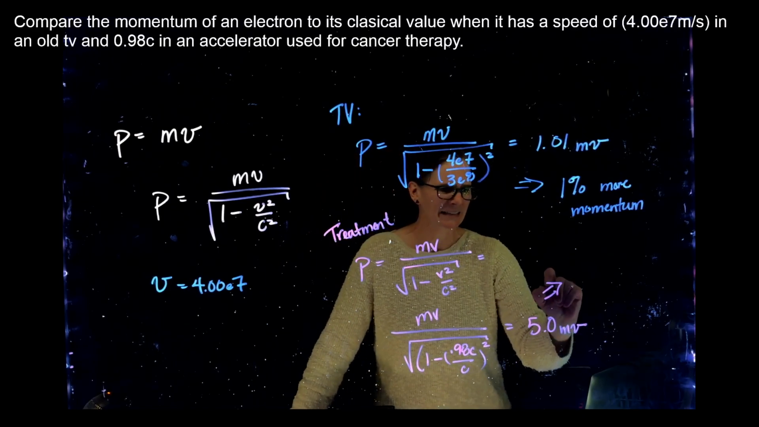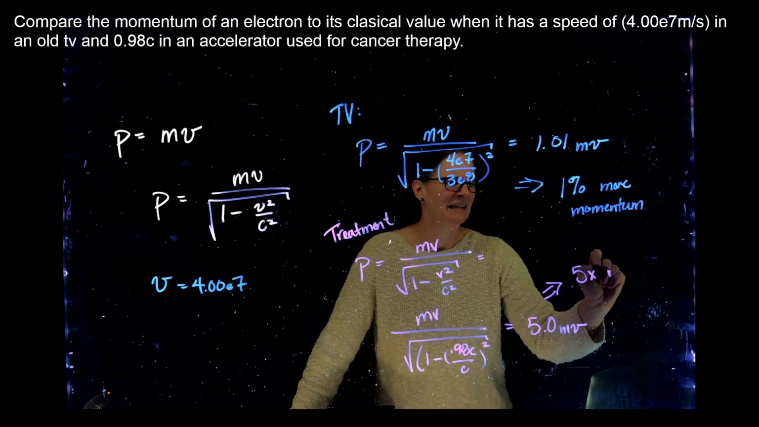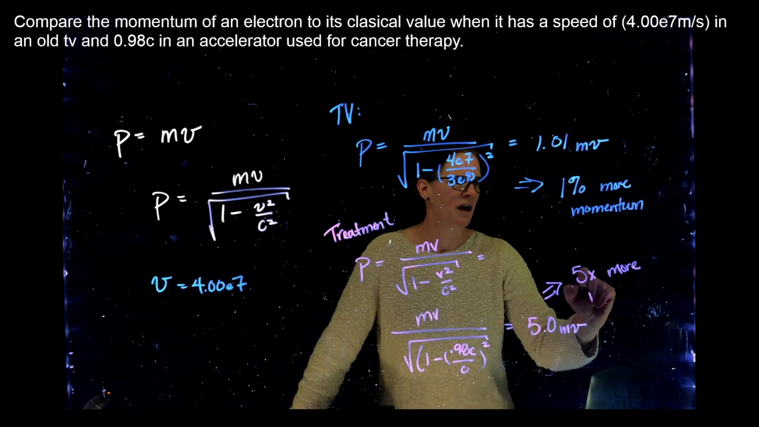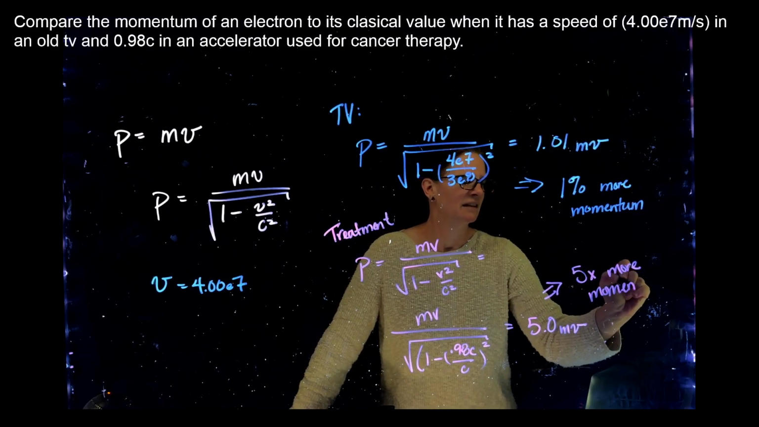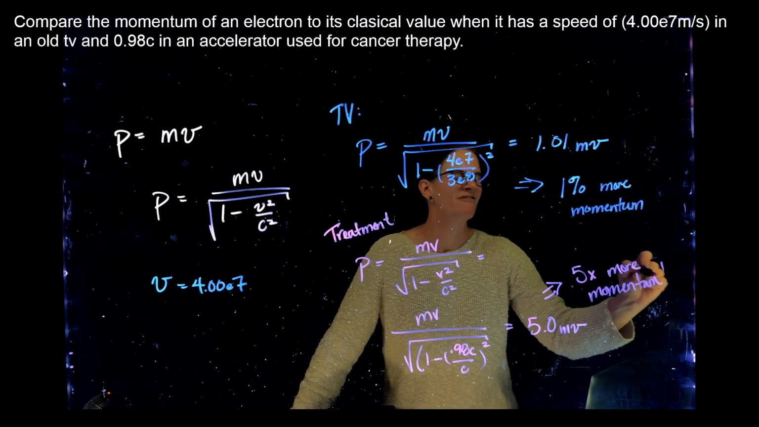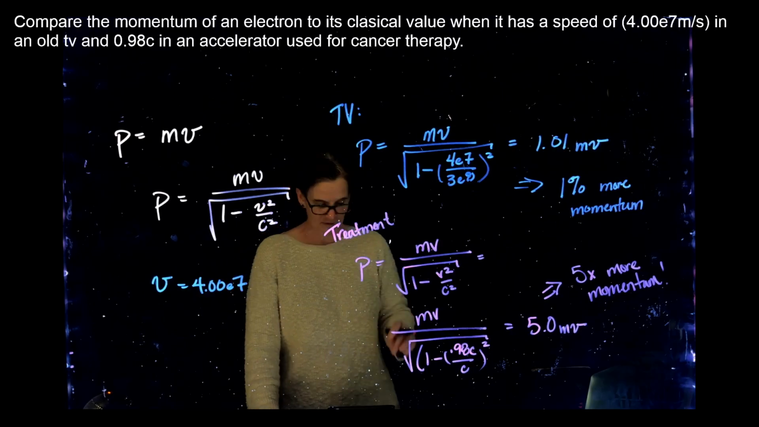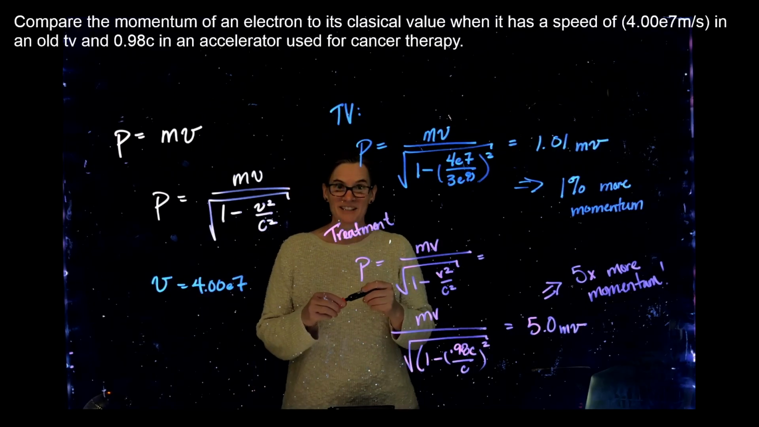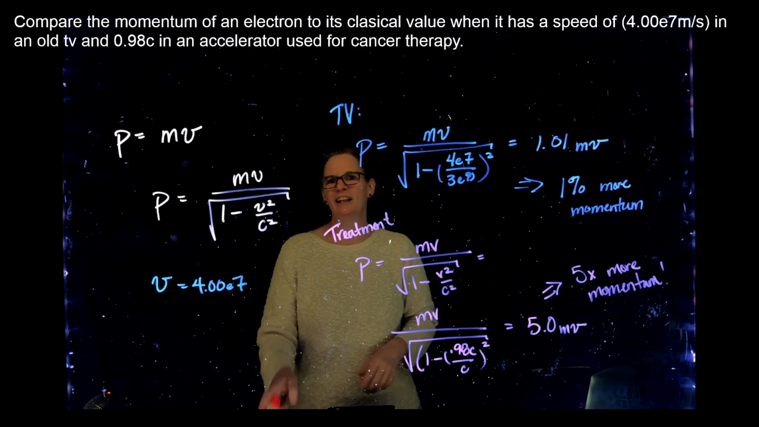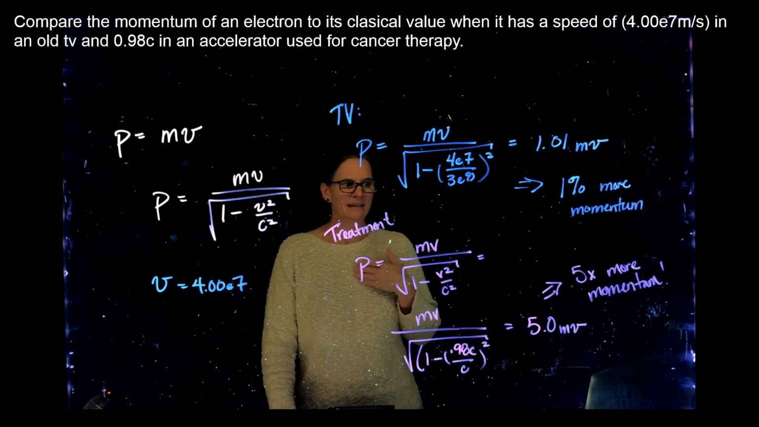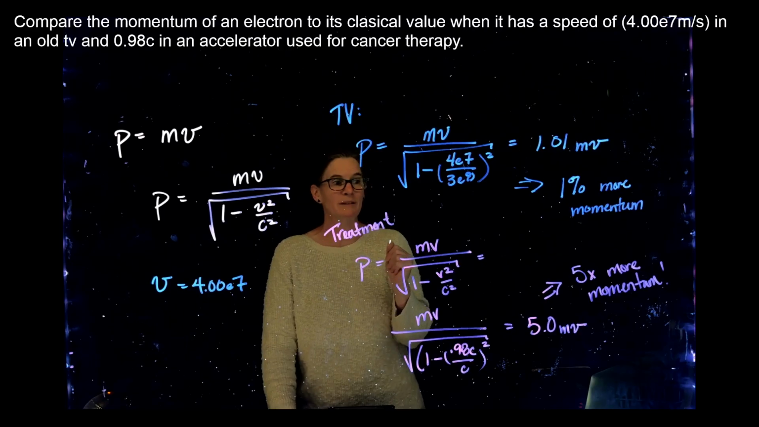That tells us that the electron in our cancer treatment has 5 times the momentum as if we just looked at it classically. So, getting used to looking at relativistic momentum, appreciating that when we're moving really, really fast, that momentum is no longer just our classical value.